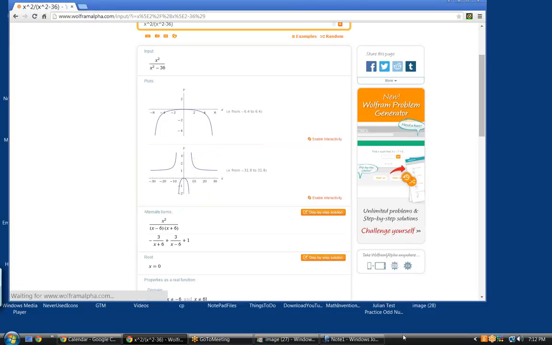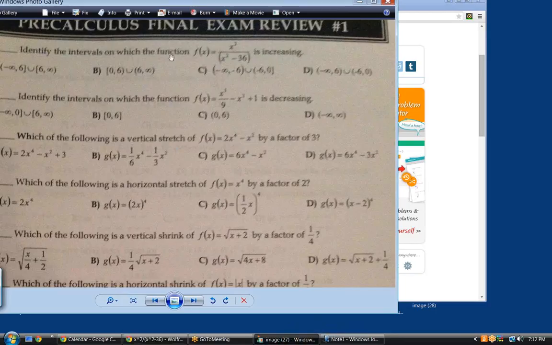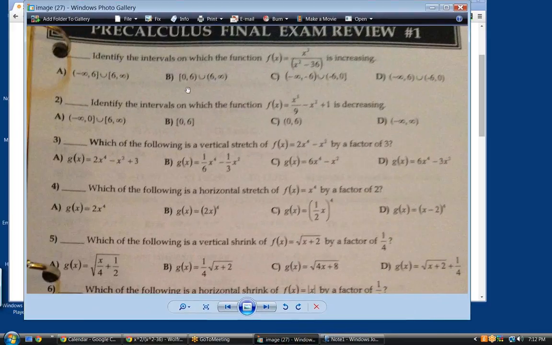Zero? Okay. So that answer is C, right? Yeah. I think we would have to graph that to figure it out. Minus 6 to 0. Not 6, but minus 6 to 0.